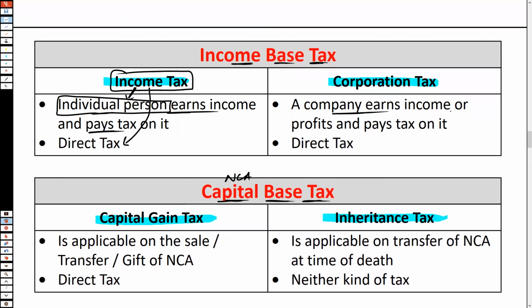A company earns income or profit and pays tax on it. Here, corporation tax is used due to the taxation of the company. The person paying taxes, that is income tax. The company, being an artificial person, paying any taxes, that is corporation tax. And corporation tax is also a kind of direct tax because here the taxes are applicable based on the earned income of the company.